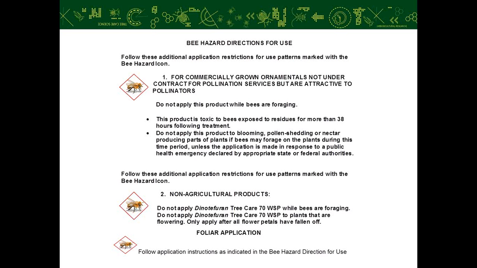So right now, they have this bee hazard icon on the neonicotinoid labels. And what I'll point you to here is the non-agricultural use statements under the directions for use. Do not apply dinotefuran, Transtect 70 WSP while bees are foraging, or do not apply to plants that are flowering. Only apply after all flower petals have fallen off. So they want to draw more attention to this. And this is for foliar applications only, with a couple of exceptions.